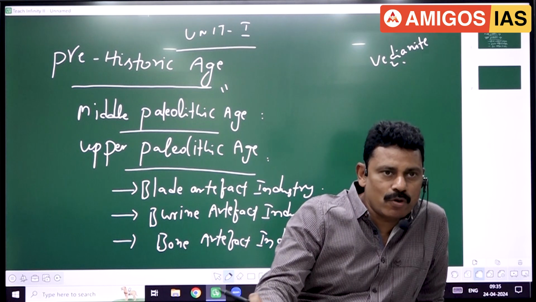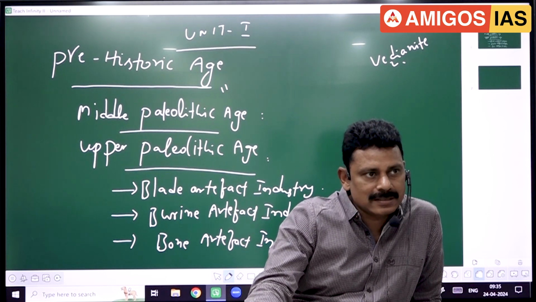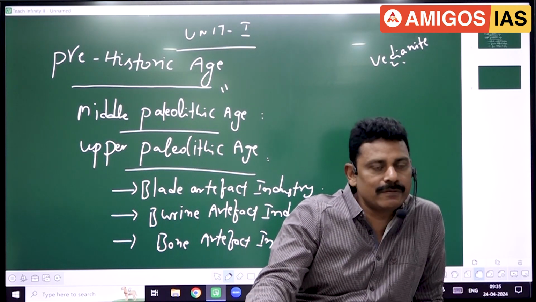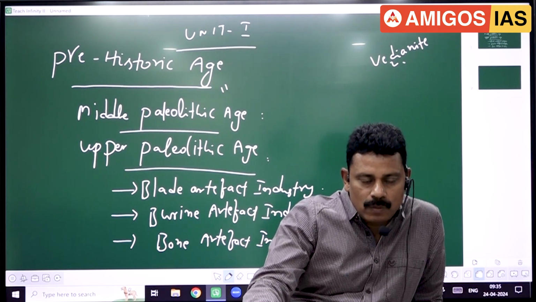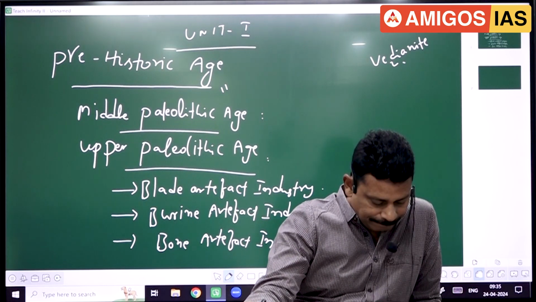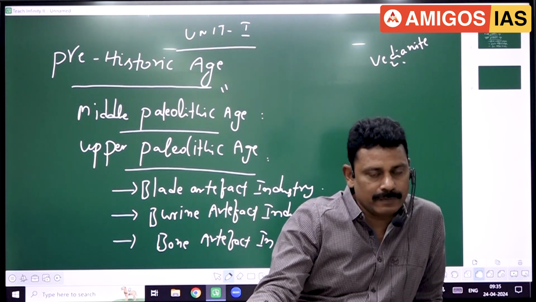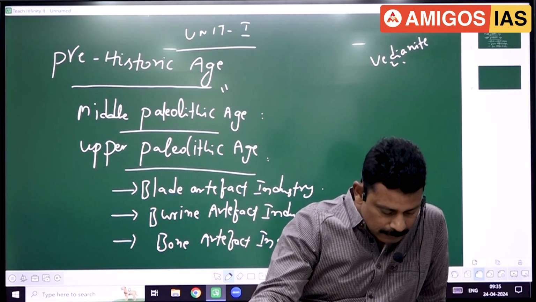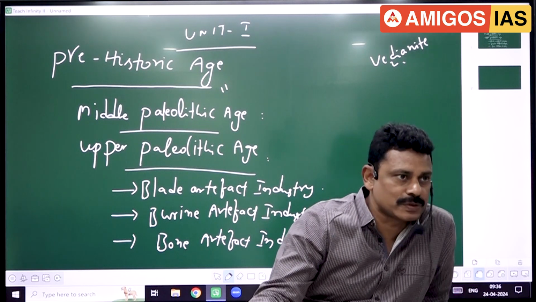So the material is bone here. Animal bones have been used. What kind of implements have been manufactured? What kind of tools have been produced by using bones? Okay. Sharp arrows.